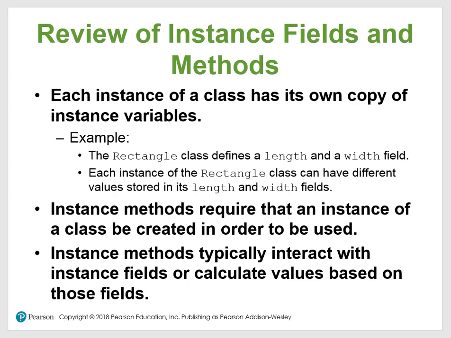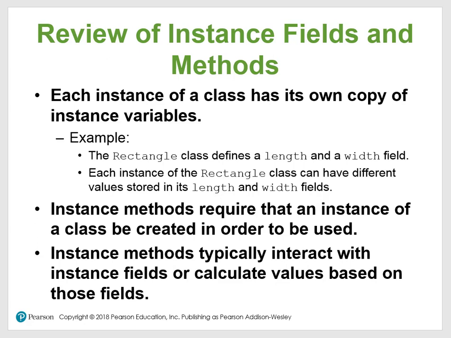Let's take a look at the first thing I needed to talk about, a review of instance fields and methods. If you look at each instance of a class, it has its own copy of the instance variables. If you recall, in chapter 3 we talked about the rectangle that defines the length and the width fields; that's the class. The rectangle is the class, and the demo class is where you instantiate that rectangle class. Each instance of the rectangle class has different values stored in the length and the width.